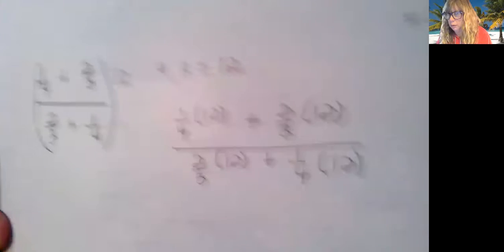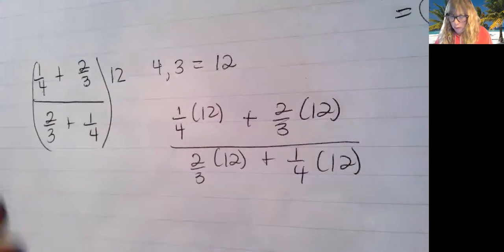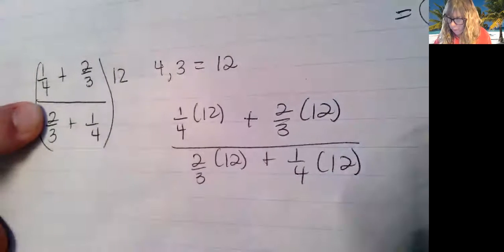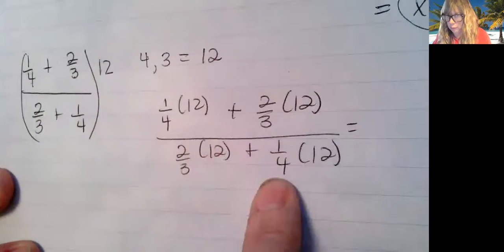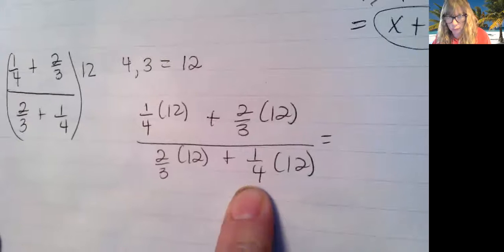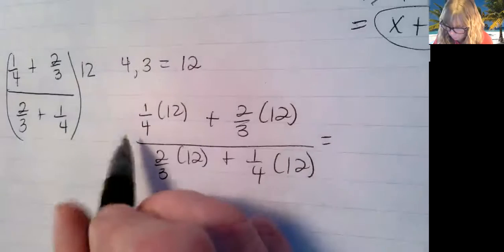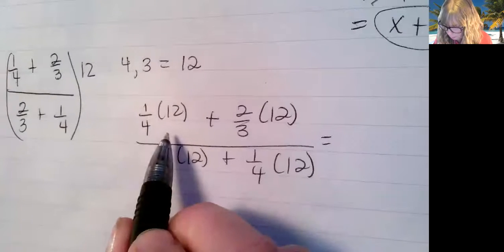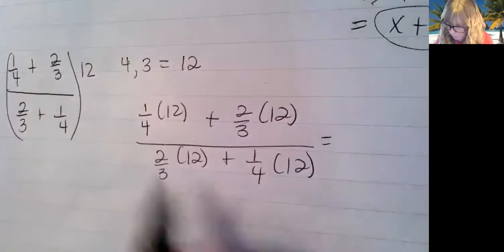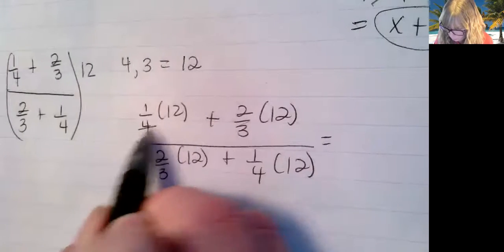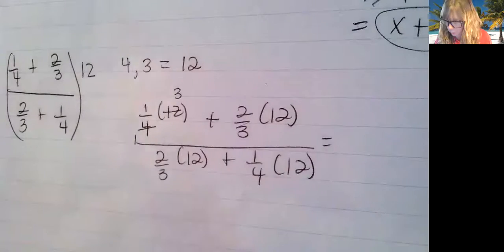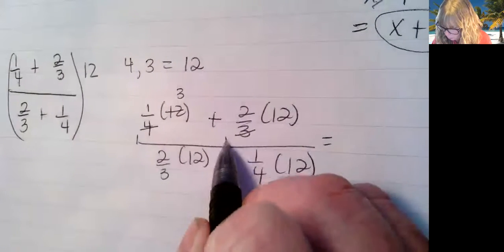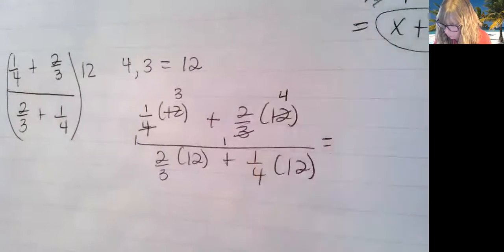Now, when you've done this enough, you can go from this step to the step right after this without writing it out, but you have to do it a lot of times to get that good. So I can go ahead and multiply across, or we can just simplify it here. 4 goes into 4 once, 4 goes into 12 3 times. 3 goes into 3 once, 3 goes into 12 4 times.